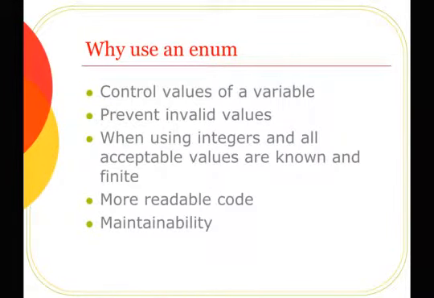So why do we use enums? Well, you need to use them to control values of variables. You can control it by preventing invalid values. For instance, you want to codify a set of colors, 1, 2, 3, 4, 5, 6, but you use an int or an integer. That means somebody could put in 10, 30, or 20. These are invalid colors for the range you want. And it makes the code more readable and more maintainable.